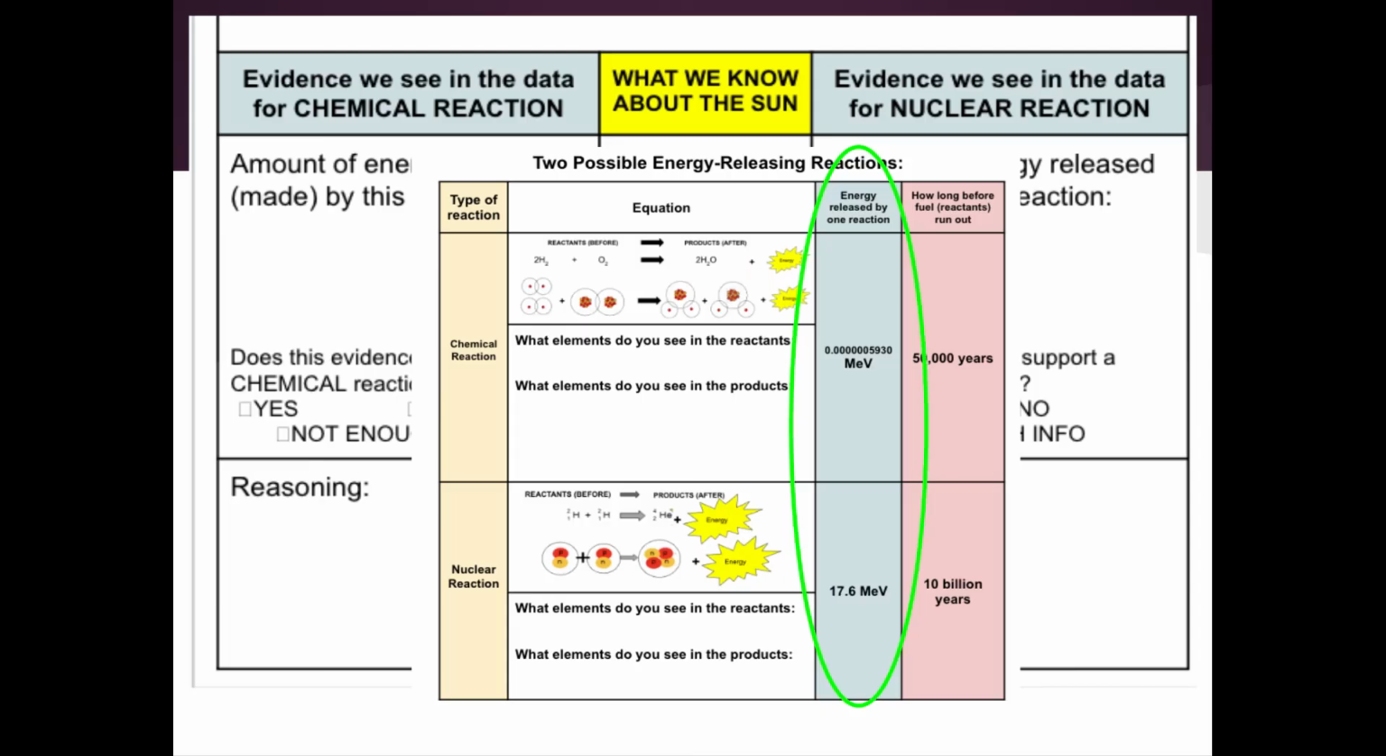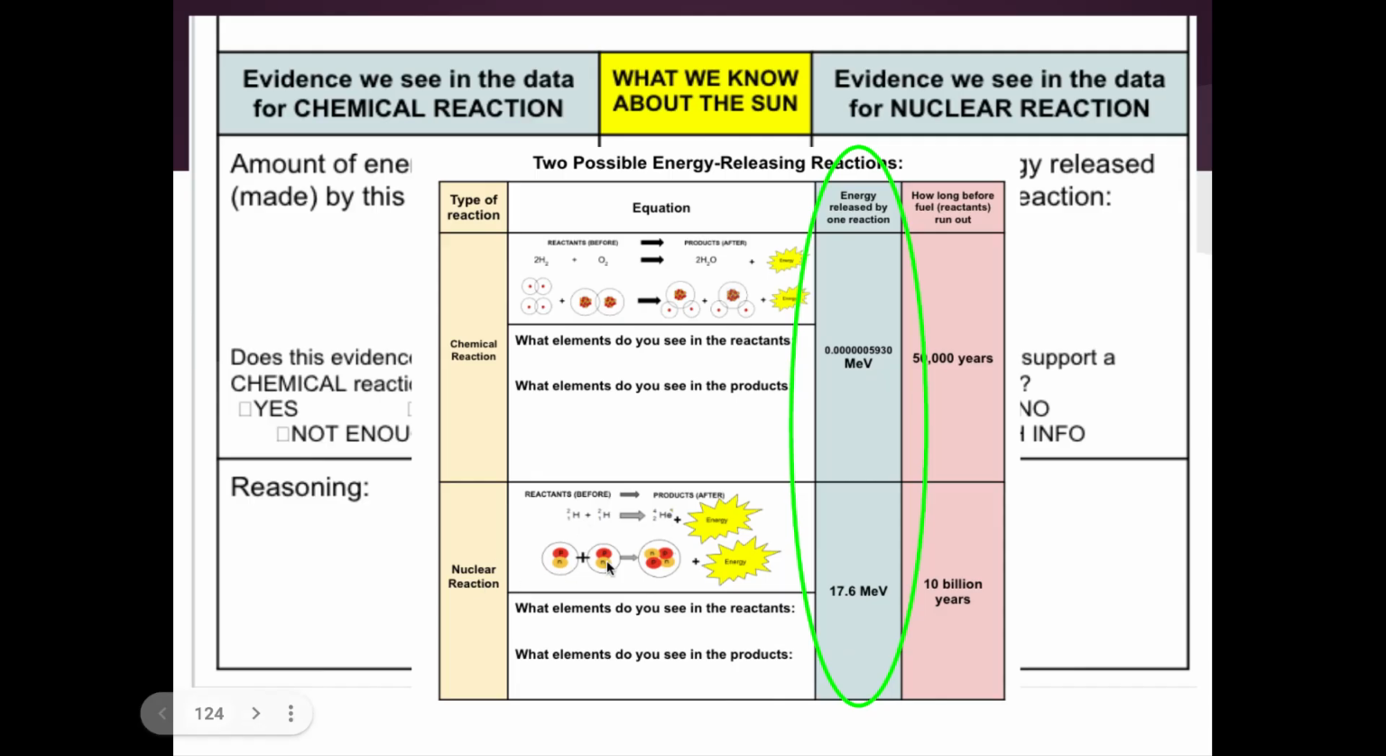Then the data that I've given you here about chemical reactions is how much energy is released by one chemical reaction. When you have 2 hydrogen molecules and 1 oxygen molecule, this is how much energy they can release through combustion.